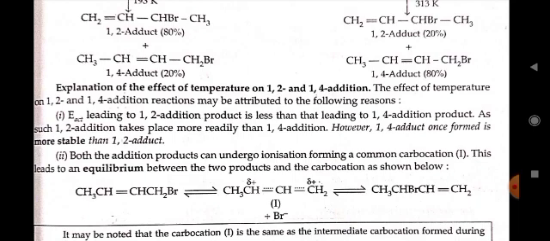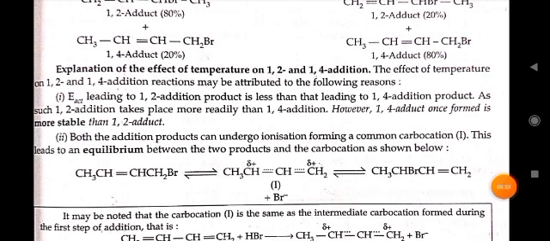Explanation of the effect of temperature on 1,2 and 1,4 additions. The effect of temperature on 1,2 and 1,4 addition reactions may be attributed to the following reasons. First, the activation energy leading to the 1,2 addition product is less than that leading to the 1,4 addition product. As such, 1,2 addition takes place more readily than 1,4 addition. However, the 1,4 adduct once formed is more stable than the 1,2 adduct.